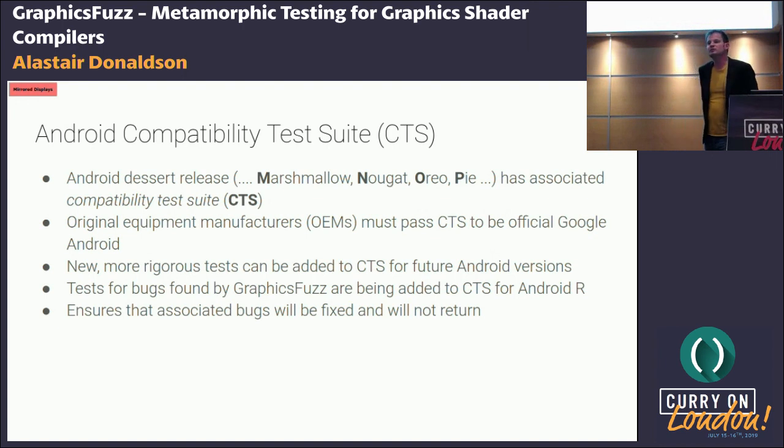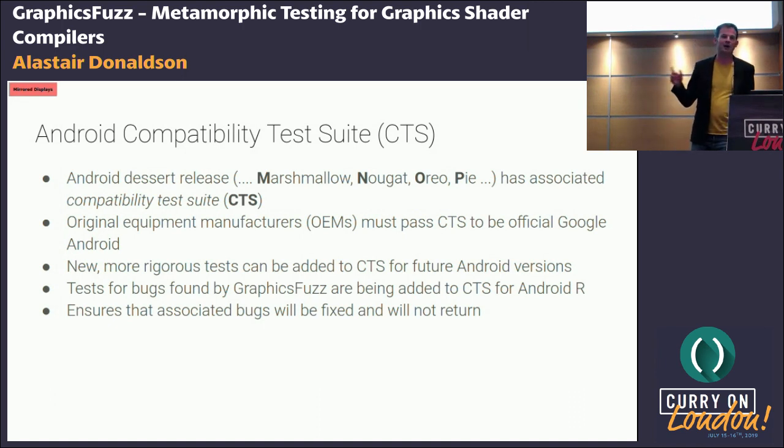And then what do we do with these bugs? Well, Android has something called CTS, the Compatibility Test Suite. And every year there's another Android dessert release going alphabetically through the alphabet. Marshmallow, Nougat, Oreo, Pie, and Q will be announced soon. I don't know what it is.